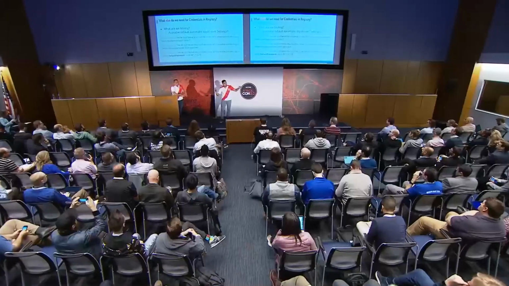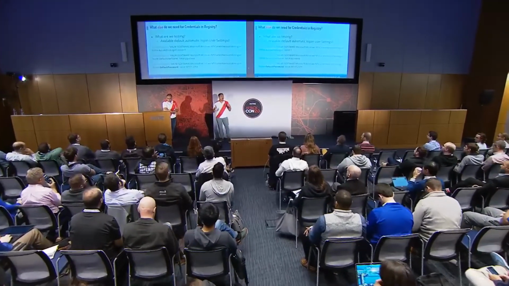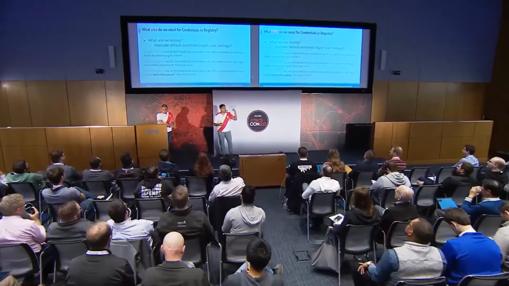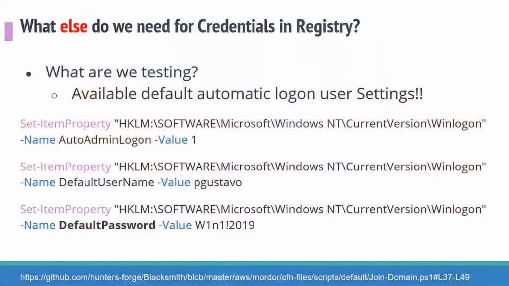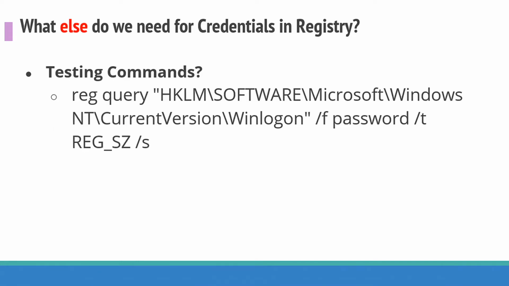Now, what it is that we're looking for, credentials in registry, it's a little too broad. So let's just focus a little bit on, for example, the default automatic logons, where you can use these 3 commands, and that would enable a user with specific creds to automatically log on in your system. How do you set an audit rule for this? There is a project that we also put together. It's a PowerShell module. Just import that, and then you use a set audit rule function to set up a monitoring rule, for example, for somebody querying that specific registry.